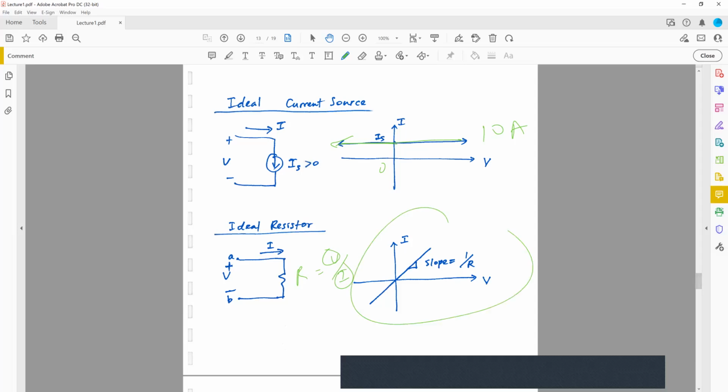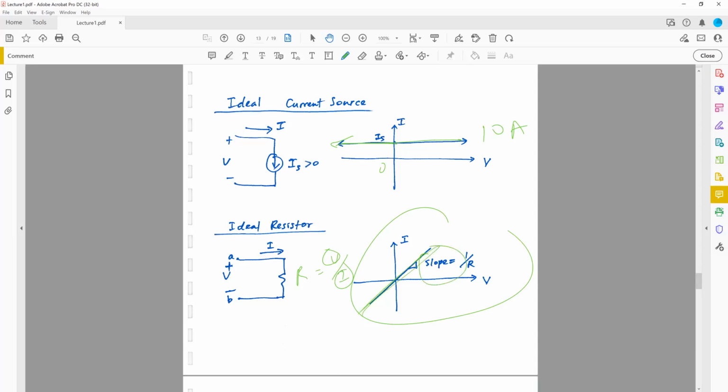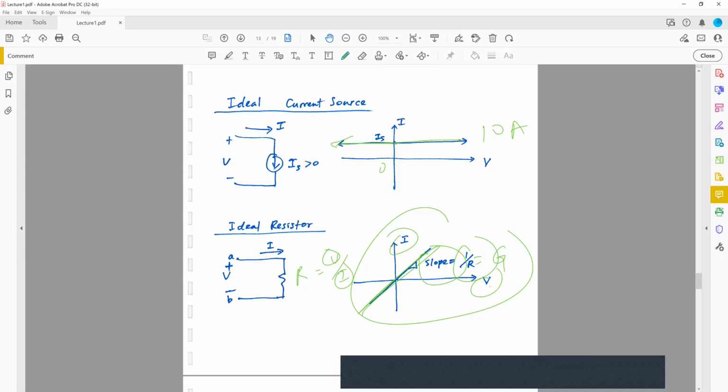On this IV plot, I can simply sketch out the slope. Notice that this slope is a positive slope. And this slope is not simply R, because I'm plotting I versus V. If you take delta Y over delta X, delta I over delta V is not R, it's 1 over R. So instead of using resistance, we have conductance. That's why conductance can sometimes be very handy in this kind of graphical analysis.